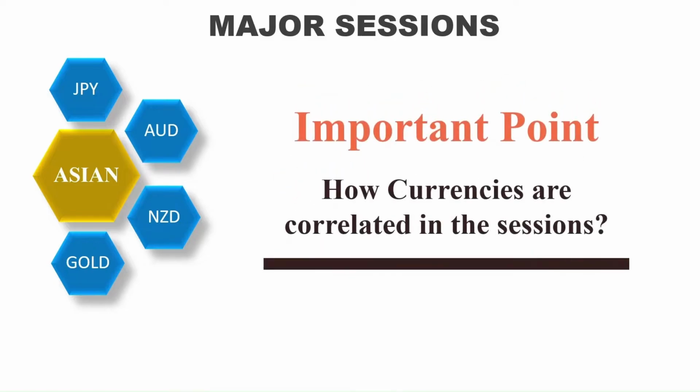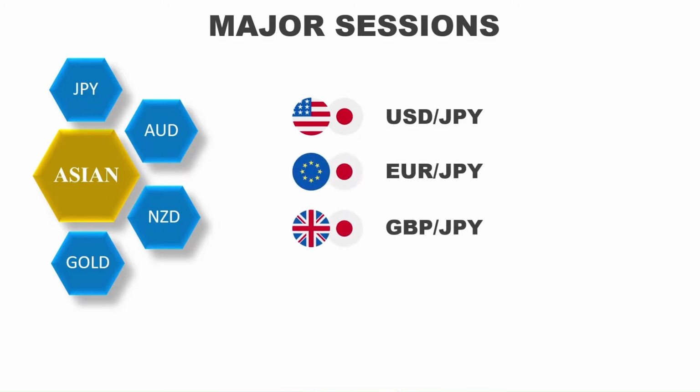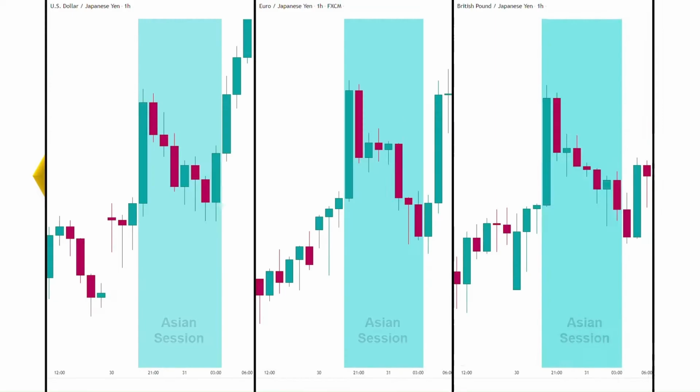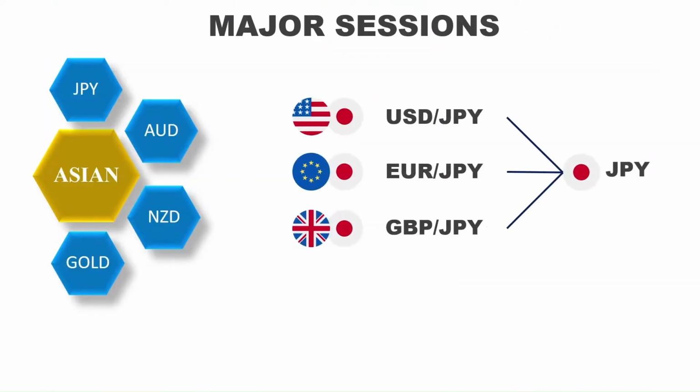Another important point is how currencies are correlated in different sessions. If you look at the dollar yen, euro yen, and pound yen in Asian session, you will notice that they all move in the same direction. The reason is that in all of these pairs only yen is the currency that is being actively traded in the Asian session. So their movement is influenced by yen only.